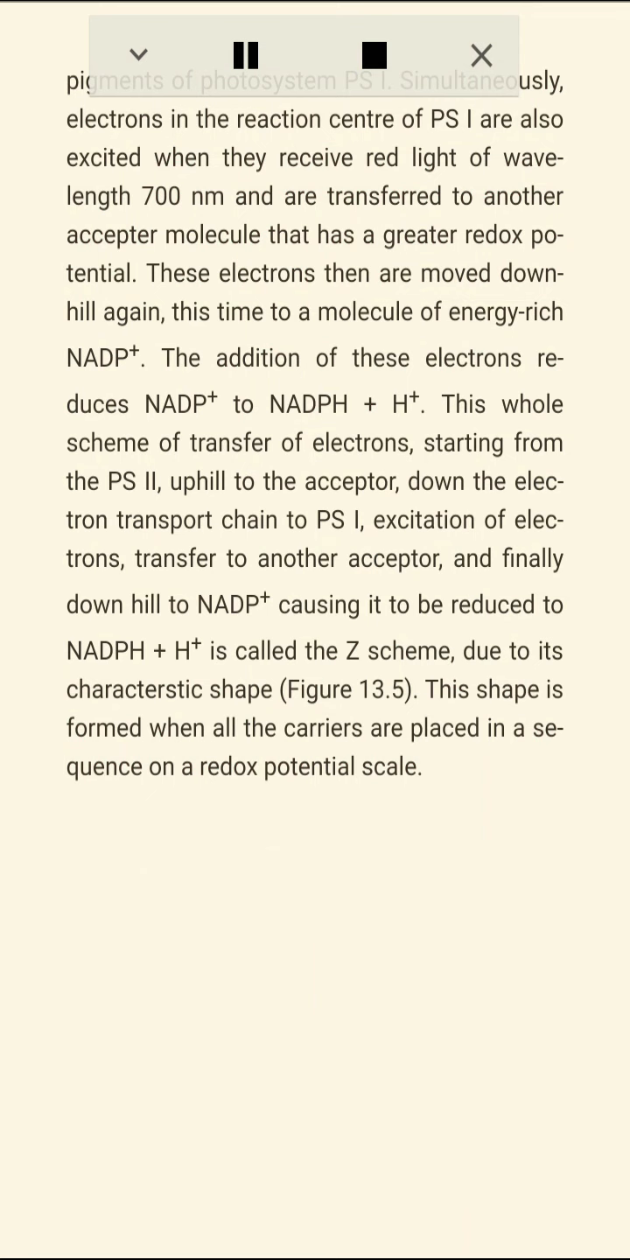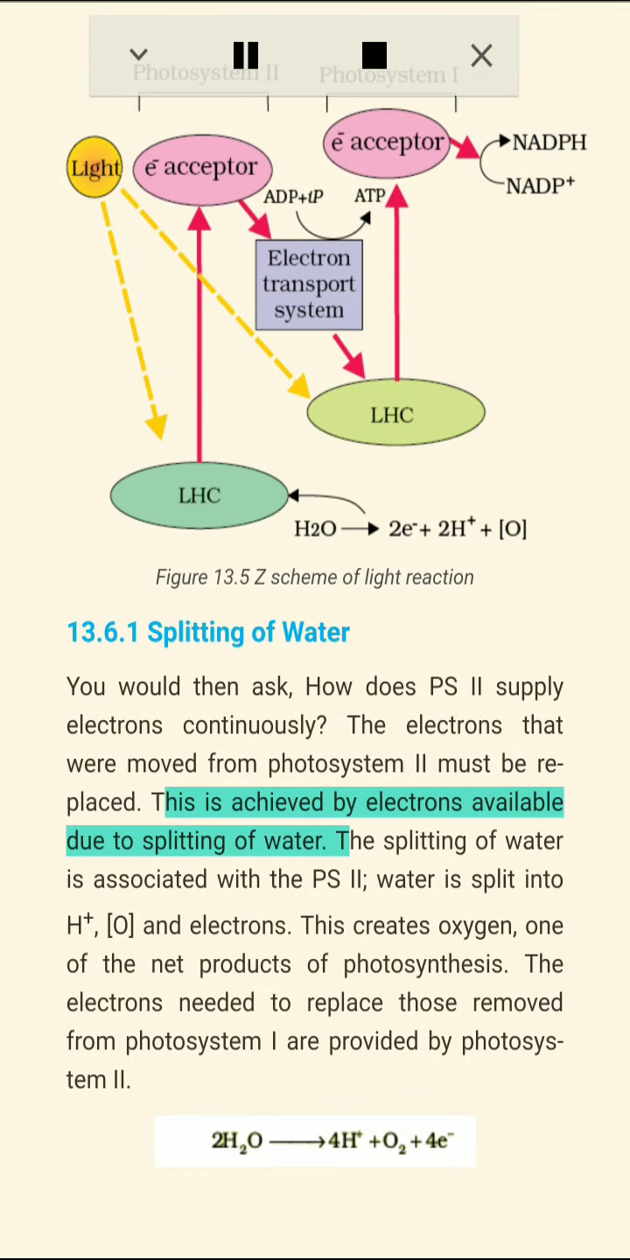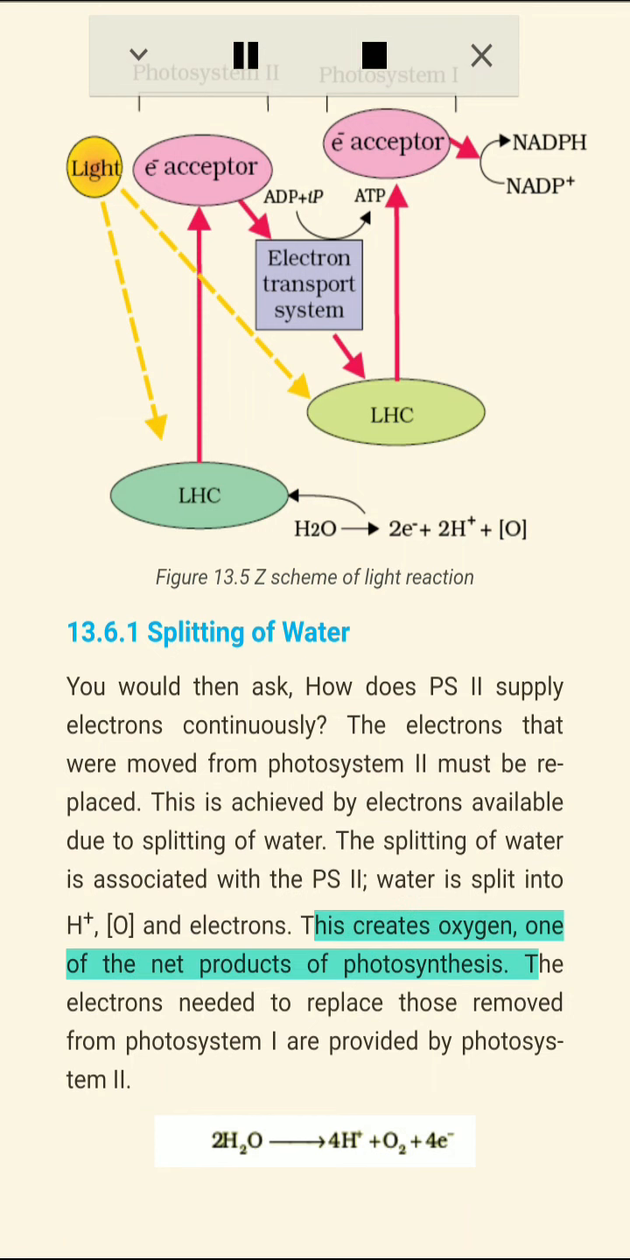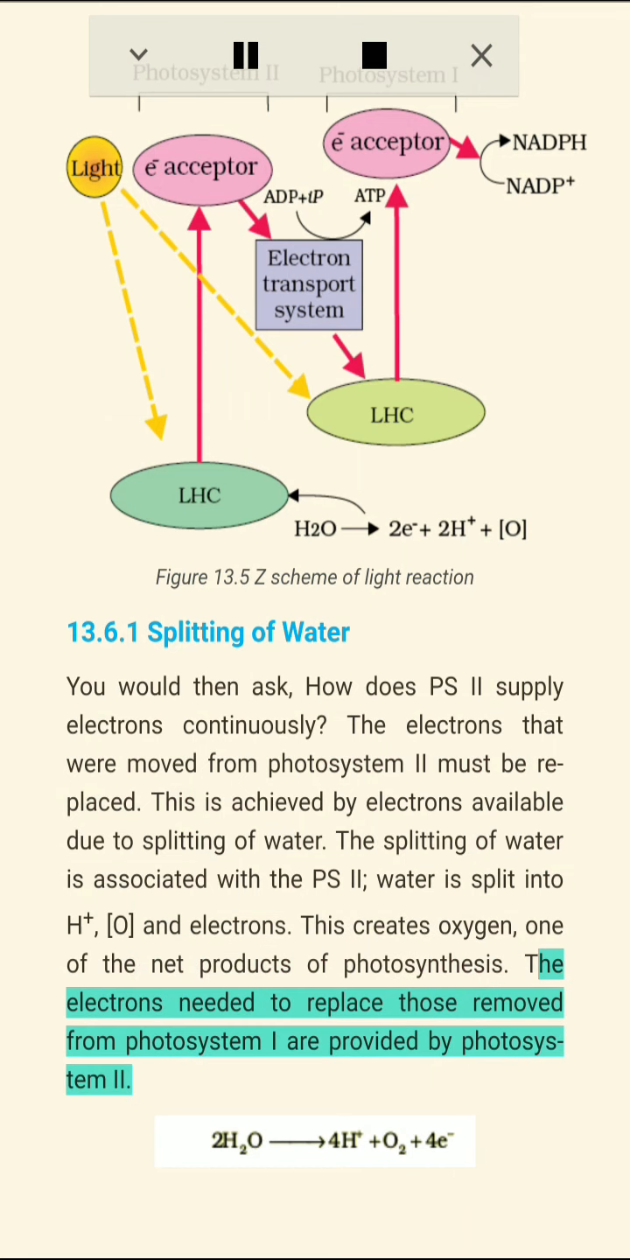You would then ask, how does PSII supply electrons continuously? The electrons that were moved from photosystem II must be replaced. This is achieved by electrons available due to splitting of water. The splitting of water is associated with the PSII; water is split into H+, O, and electrons. This creates oxygen, one of the net products of photosynthesis. The electrons needed to replace those removed from photosystem I are provided by photosystem II.